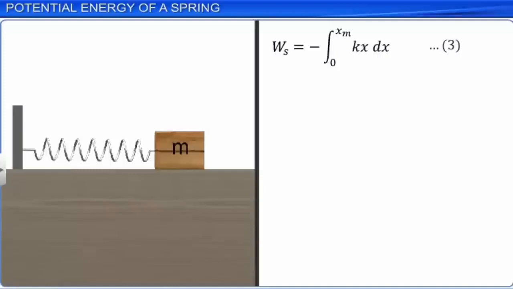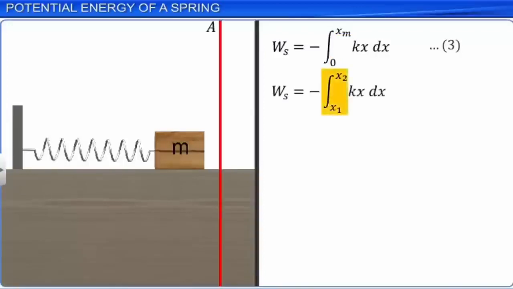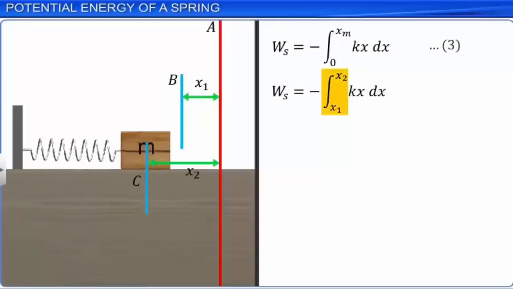In equation 3, W is equal to minus integral kx dx in the limits 0 to xm. We know that the initial displacement is 0 and the final displacement is xm. Instead, if the initial displacement is x1 and the final displacement is x2, then the work done W by the spring force would be equal to the negative of integral kx dx in the limits x1 to x2. Let this be equation 5.